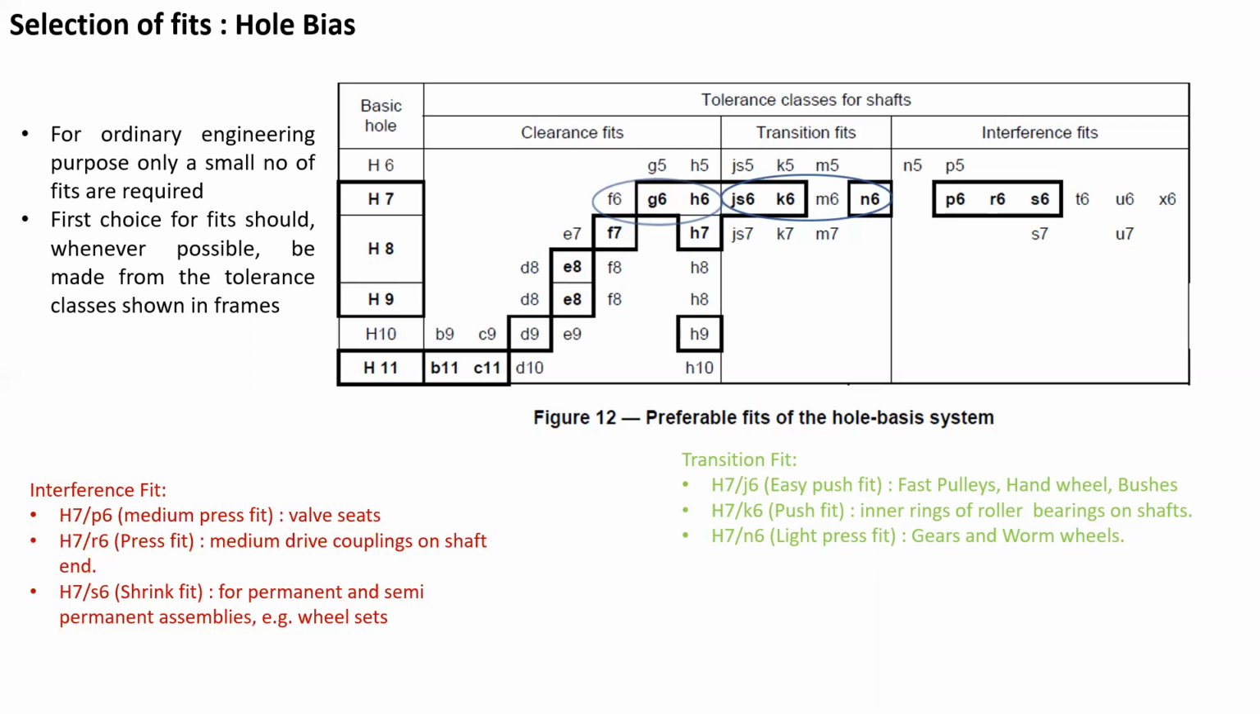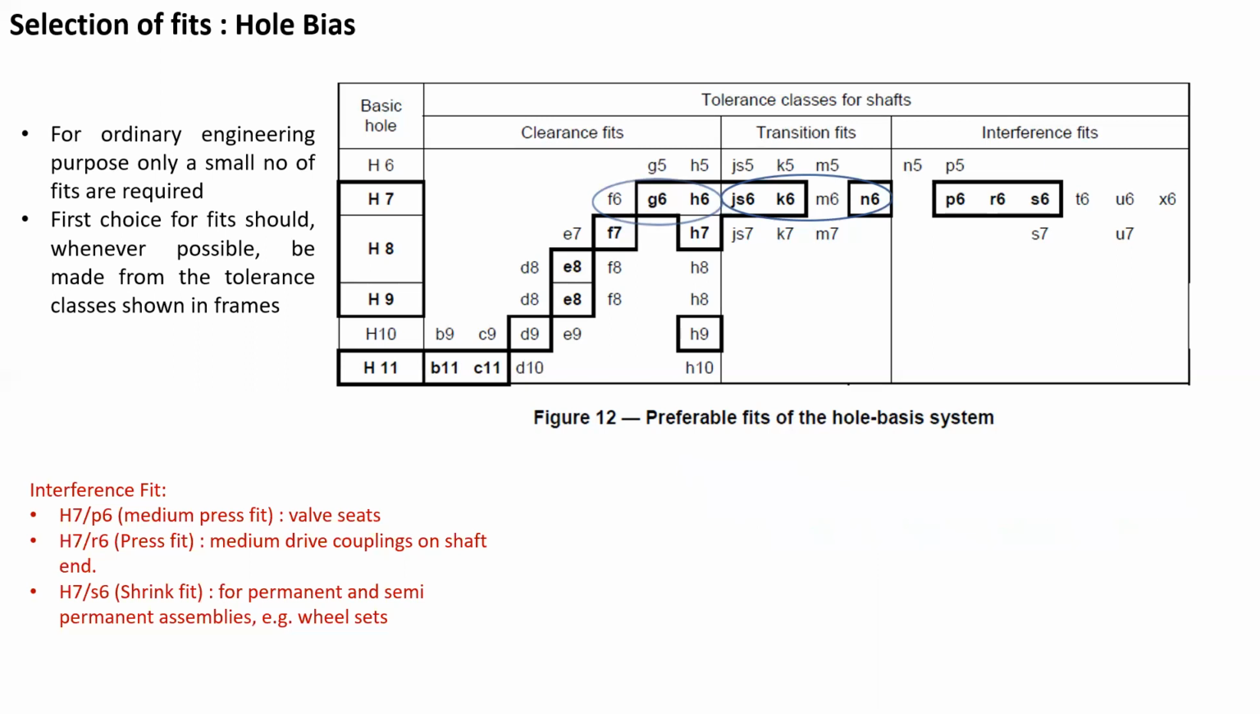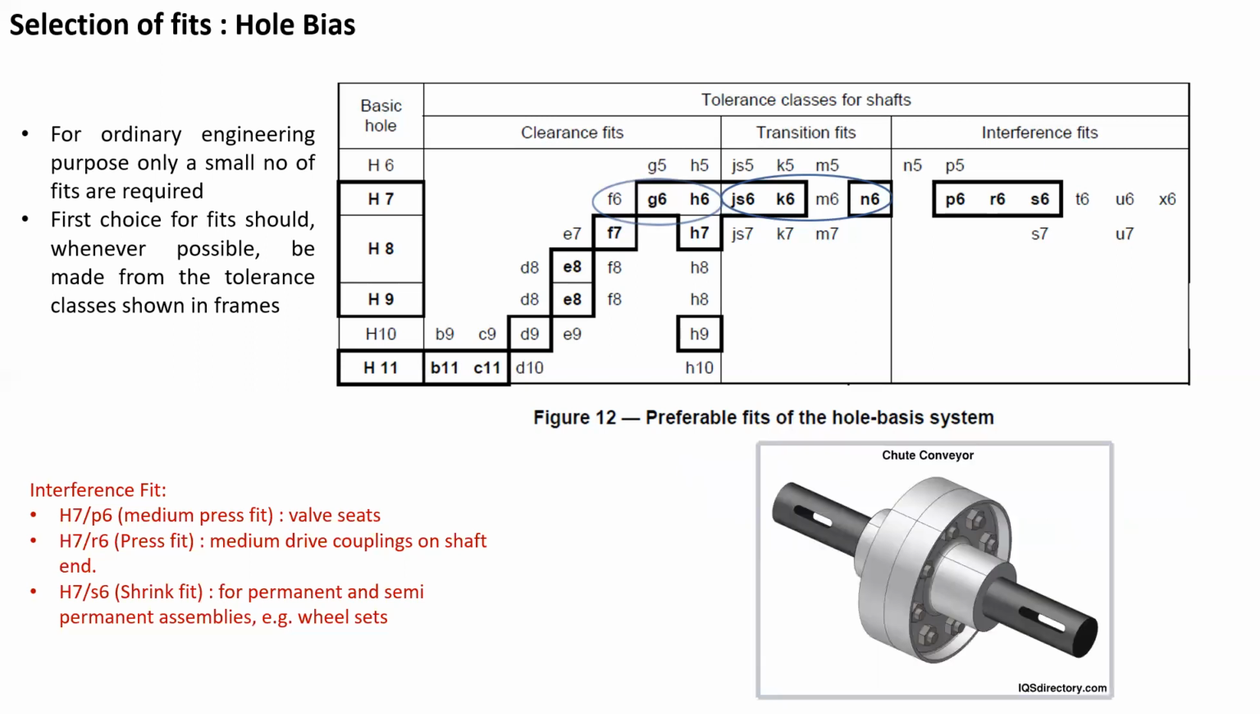Then H7R6 is a press fit. It is used in case of medium drive couplings on the shaft. So here we can see the coupling attached to the shaft. The fit between the coupling and the shaft will be a press fit. And in addition to the fit between the shaft and the coupling, a key will also be inserted between the shaft and the coupling.